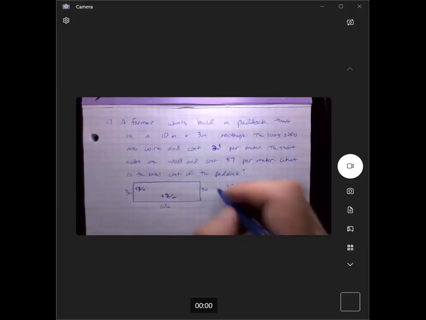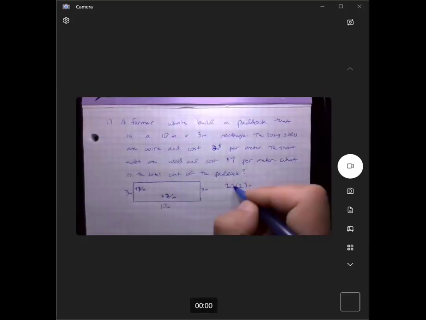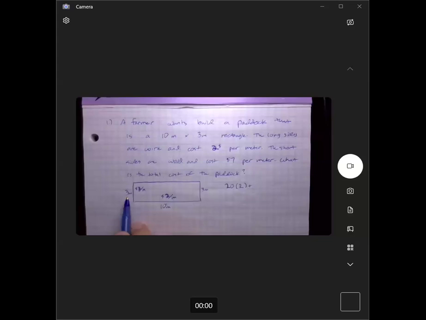plus, oops, not 10, 10 and another 10. So it's going to be 20 meters times $2 per meter. And then 6 meters times $7 per meter. And so we can evaluate that. That's going to be 40 plus 42, which is $82.